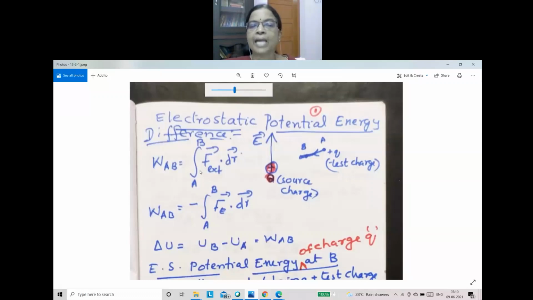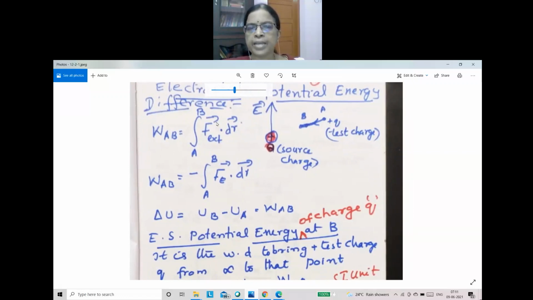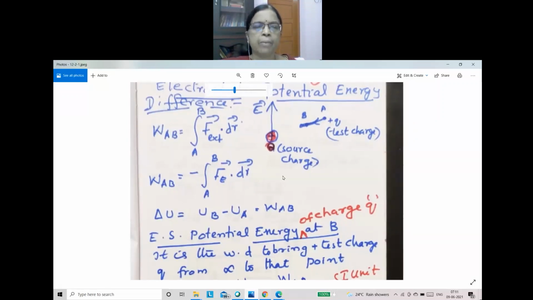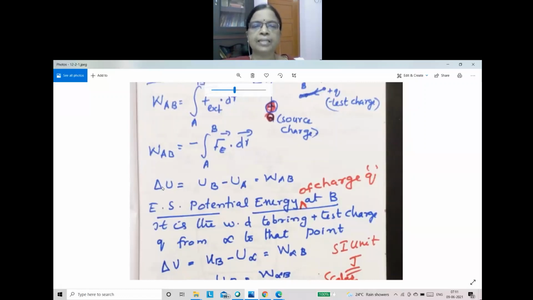So the work done by us is equal to the integral from A to B of F external dot dr, the total work done to bring the charge from A to B. F dot dr, that we have studied, is work done. And that is opposite to the electrostatic field. Our work done is opposite to the electrostatic field, so we have to put a minus sign: minus the integral from A to B of vector Fe dot vector dr. Then the potential energy difference, delta U.